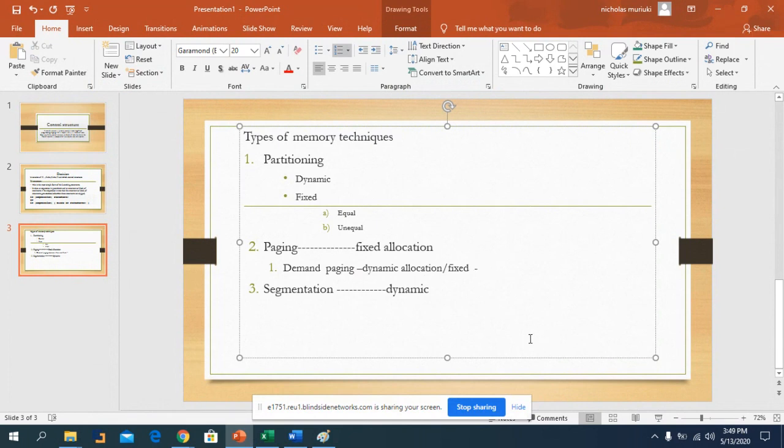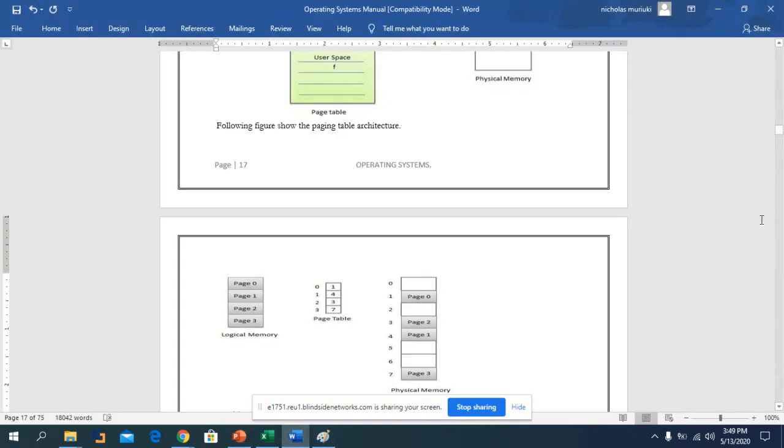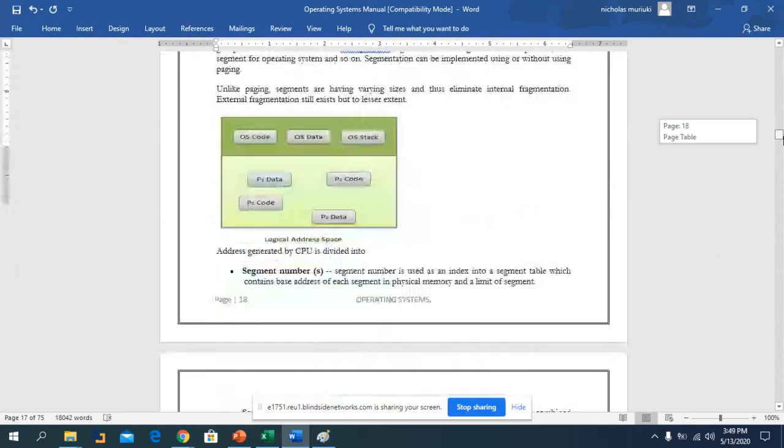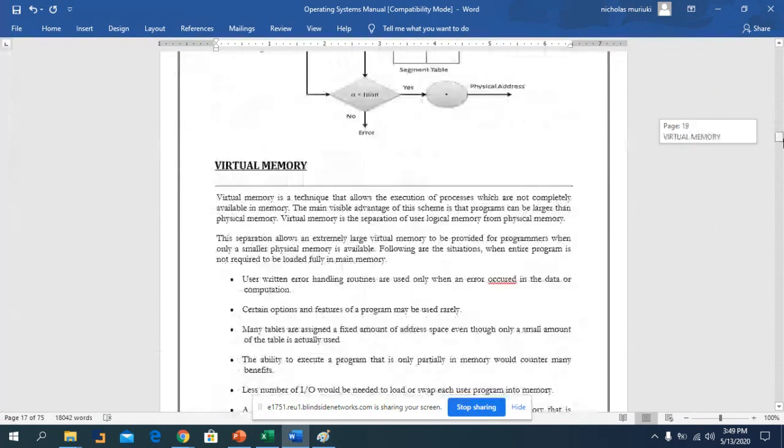So the question that I was asking is, how many types of memory techniques? These are the types of memory techniques that we have, but we have another one that we call virtual memory. And the moment you talk about virtual memory, because I have seen the diagram there, we can maybe explain with it.